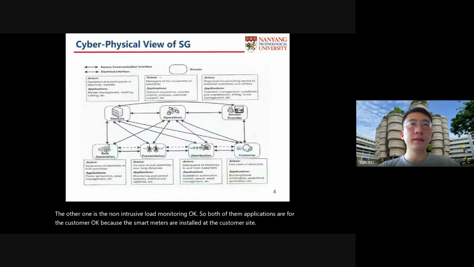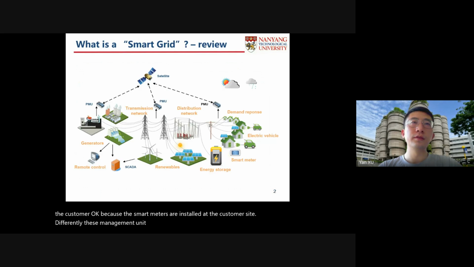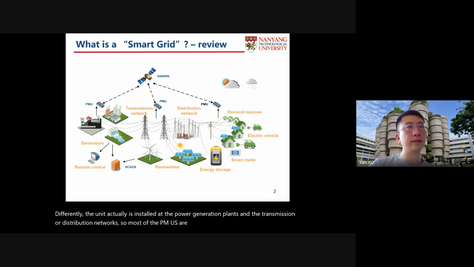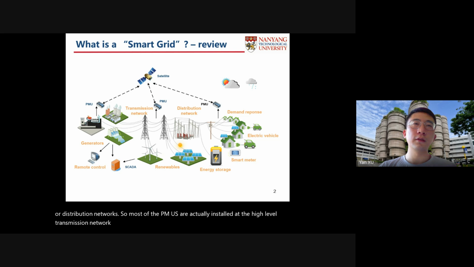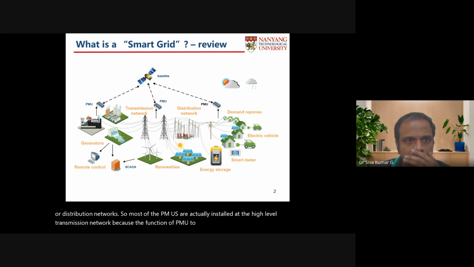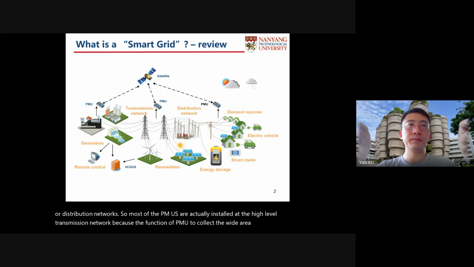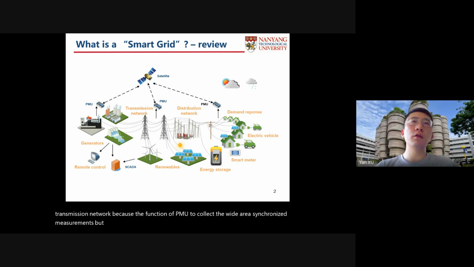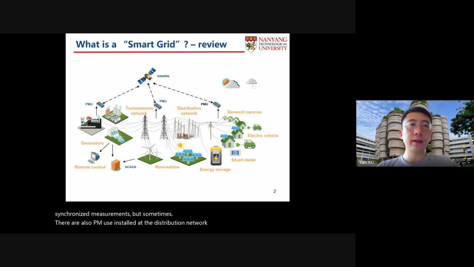Differently, the phasor measurement unit is installed at the power generation plants and the transmission or distribution networks. Most of the PMUs are installed at the high-level transmission network because the function of the PMU is to collect wide-area synchronized measurements. But sometimes there are also PMUs installed at the distribution network level. In this case, that is called micro PMU.